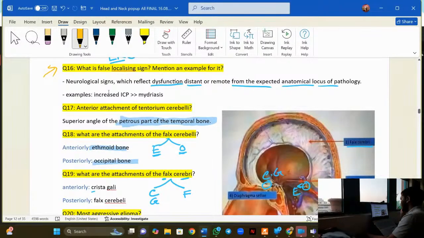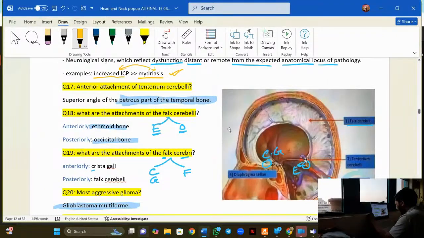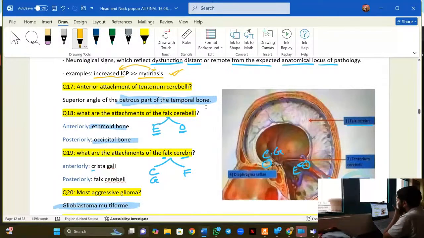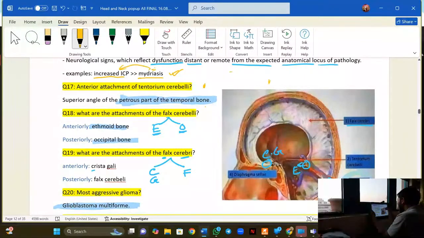Example: raised intracranial pressure. It is happening inside the brain, but the patient has the sign in the eye. The exact pathology is in the tentorium cerebelli, anteriorly with the ethmoid bone, posteriorly with the petrous part of the temporal bone and cerebellum.